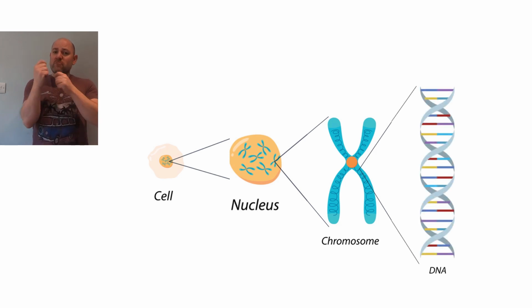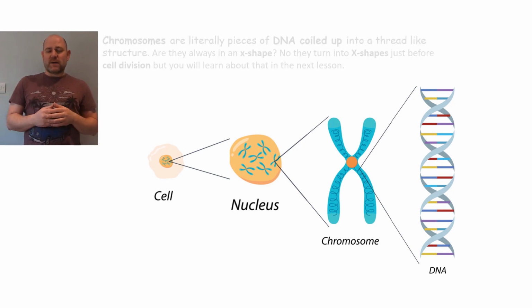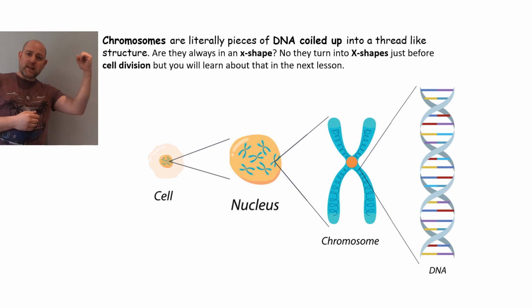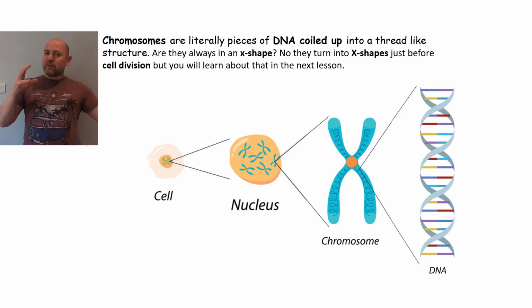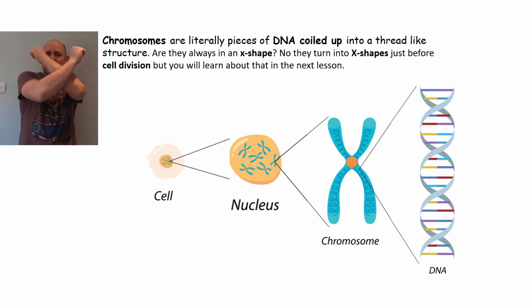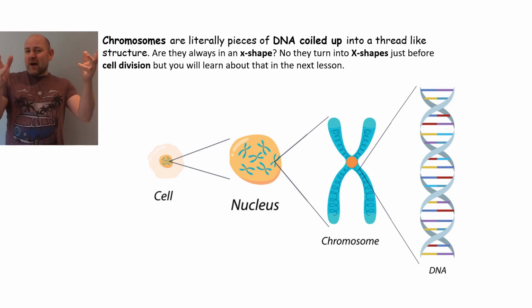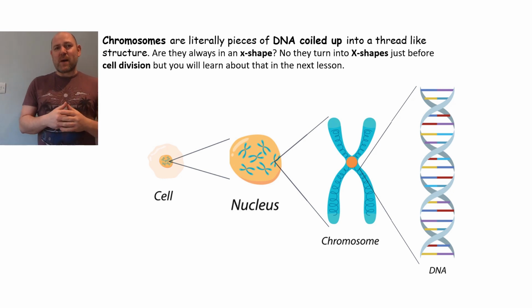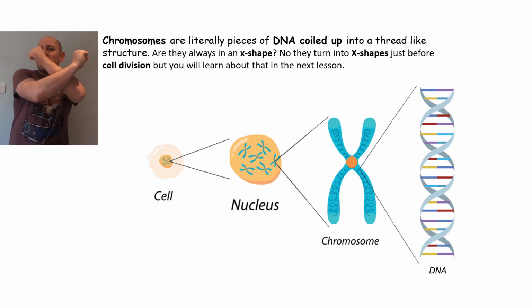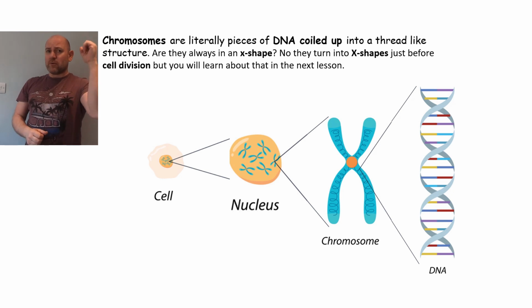What's happened to it? It's been wrapped up really tightly and coiled into a thread-like structure. Now, chromosomes come as a single arm, but just before cell division, they actually turn into X shapes. And you'll learn about that in the next lesson, so don't worry too much about that now. But chromosomes are sometimes drawn in diagrams as X's or as single threads.